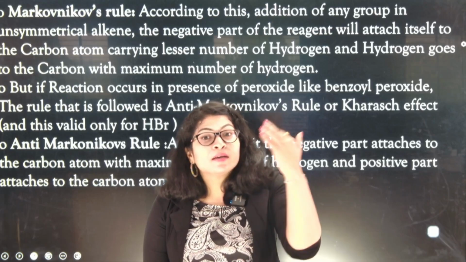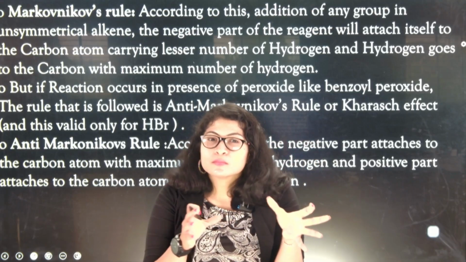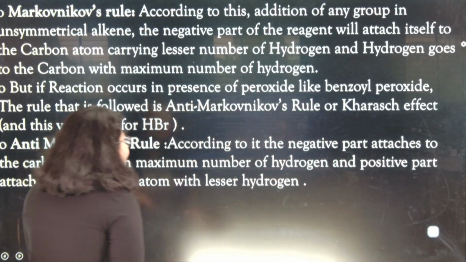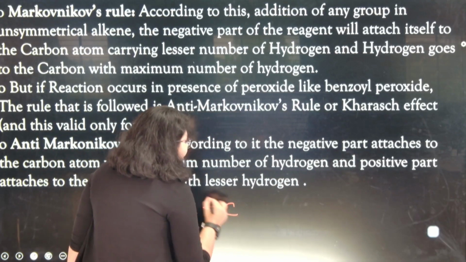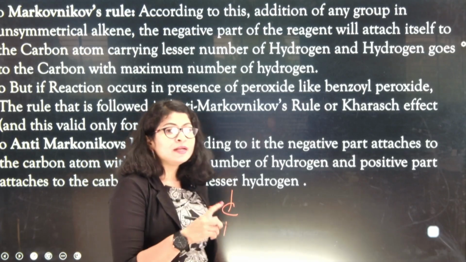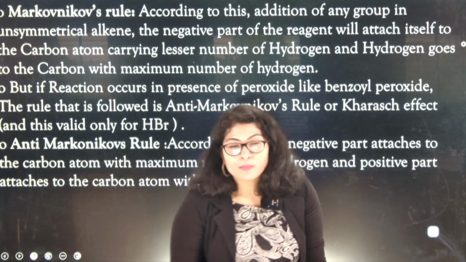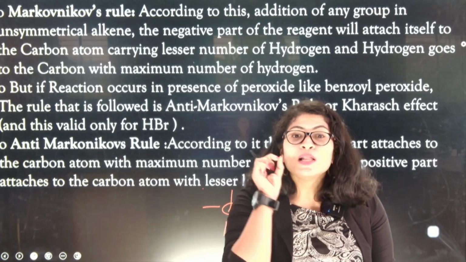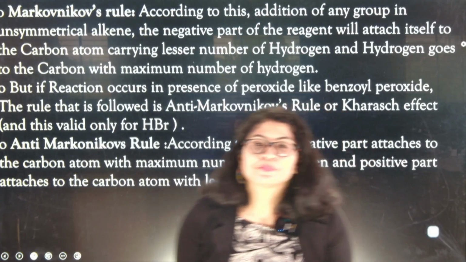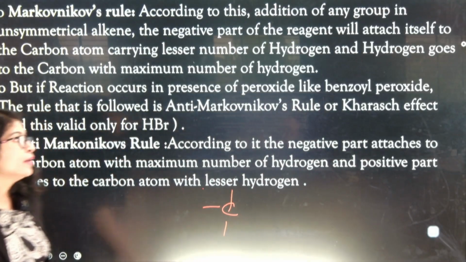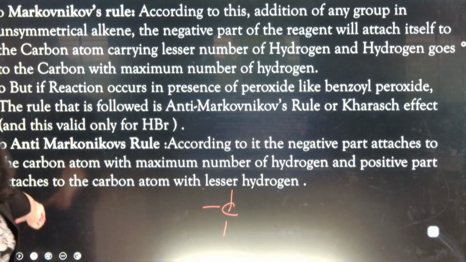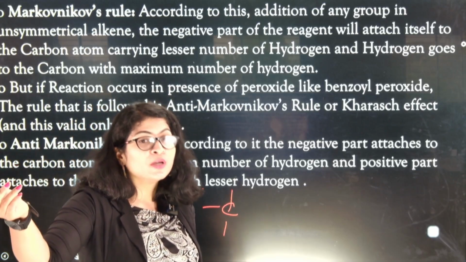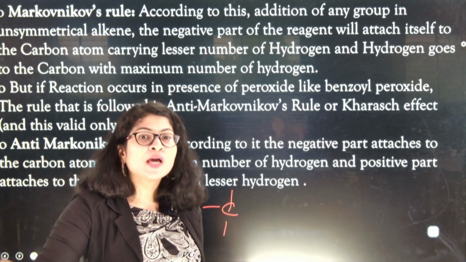That means the bulkier carbon atom, the one attached to more carbon atoms, or where there is greater branching, or association of other carbon atoms, basically the bulkier carbon site. Okay. So the negative part of the addendum will go to that carbon atom which has the lesser number of hydrogens, or more substitutions, or more carbon atoms.